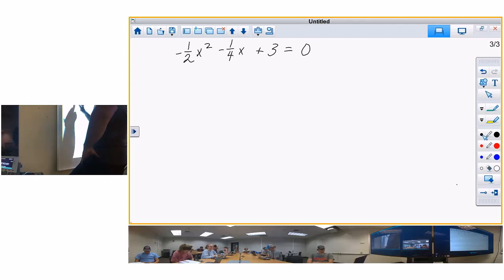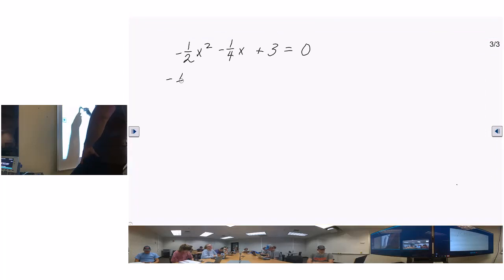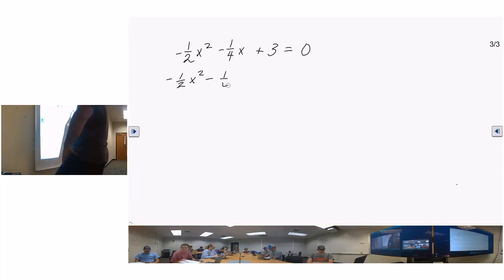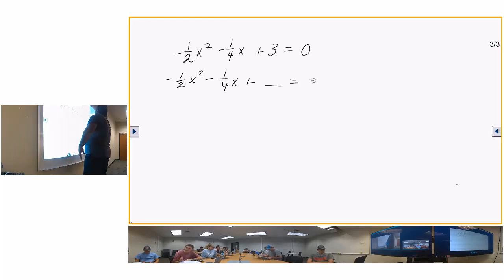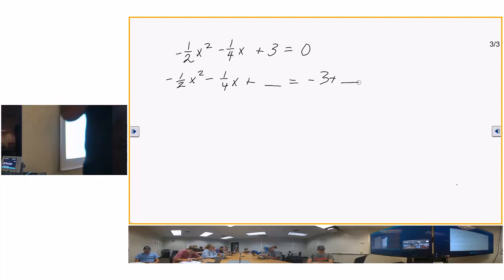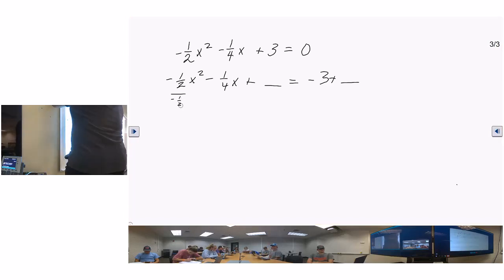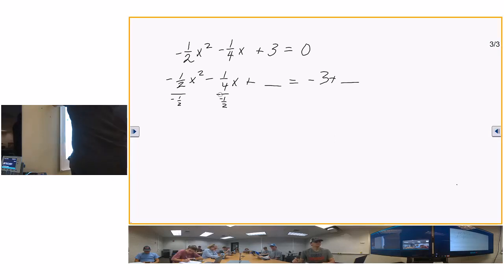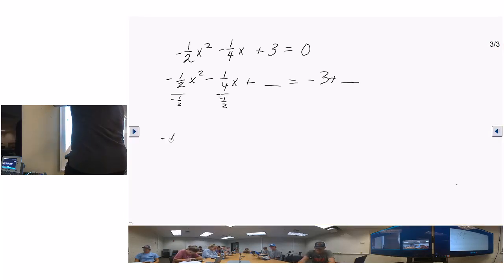So here we go. We're going to factor out a negative 1/2. Well, we've got to rewrite it first. Negative 1/2 x squared minus 1/4 x plus blank is equal to negative 3 plus blank. Okay, so now is where we want to quit, because we're going to have to use that 6th grade math. We got to divide 1/4 by 1/2. I'm putting in a step right here to help you out because some of y'all have already quit. Yep, negative 1/2. I factored that out.